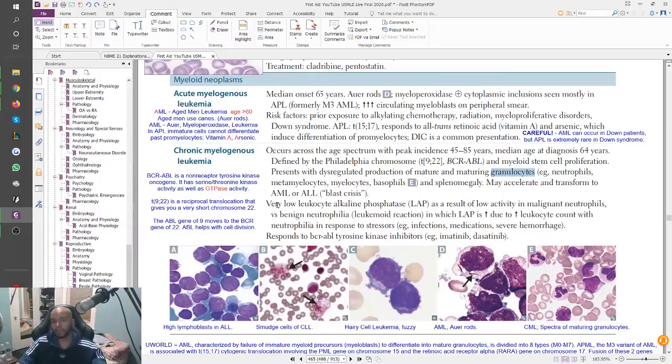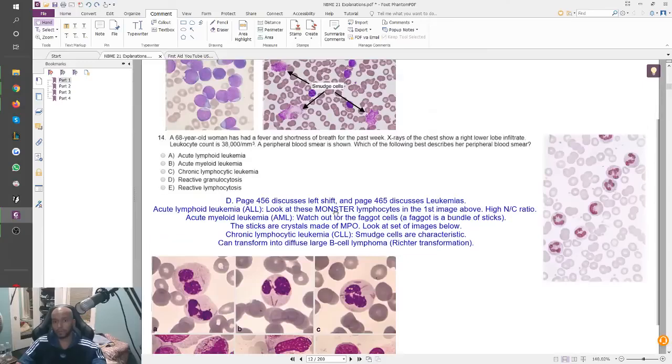And LAP is a very good test to check whether someone has an infection, or is it just a reaction to an infection, or is it just leukemia? If it's leukemia, LAP will be low. Low action, right? You're not taking action, you have leukemia, right? So very important to remember that difference. And that's what this question was about.